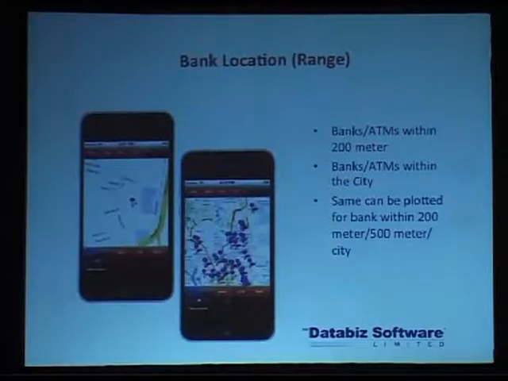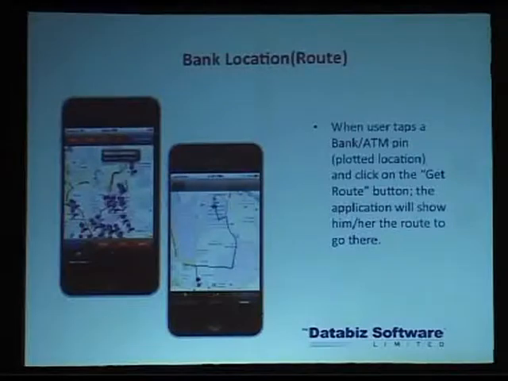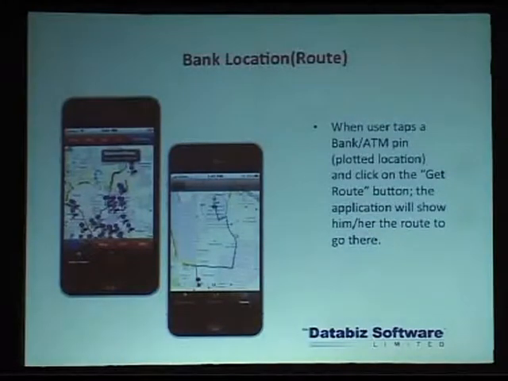So now the problem is the route. If you plot any position with the pin on the mobile, it will show you the next position, that is the route. There is a button like Get Route, so you can turn the route on and go to that position. And there is another issue.